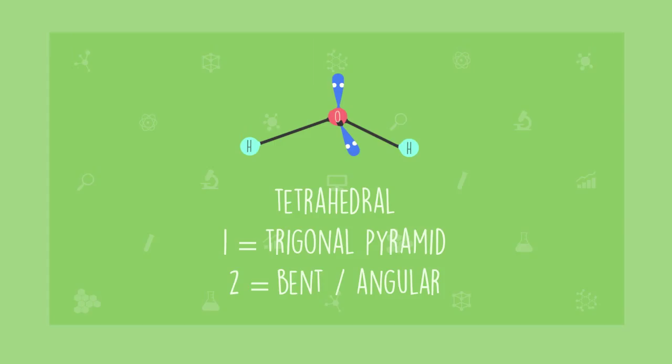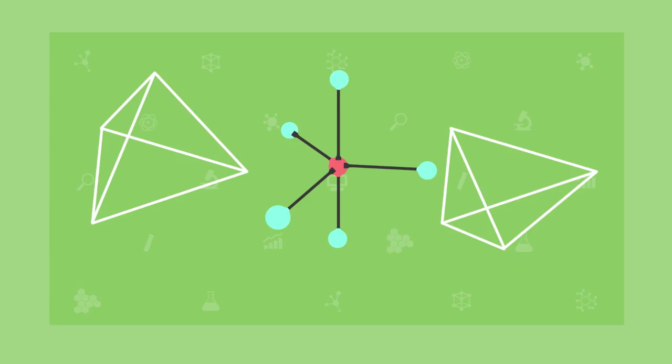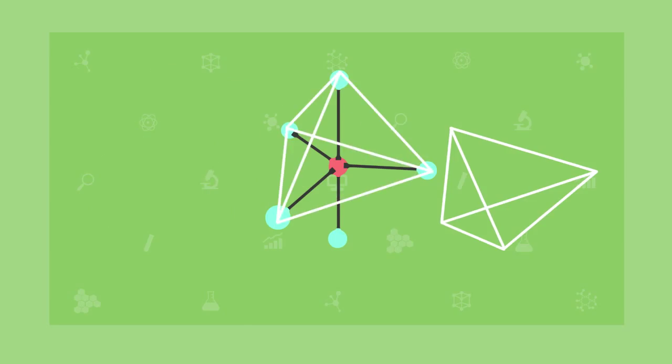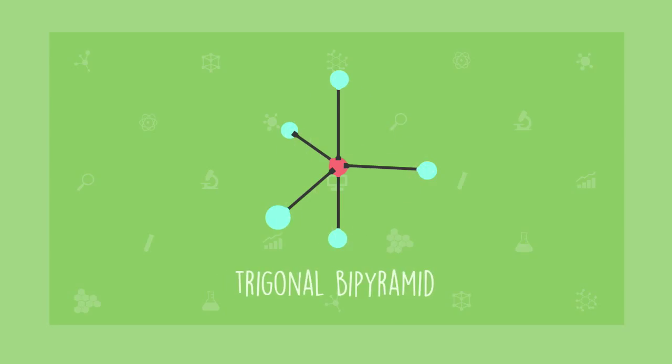Let's keep going and have a look at a molecule with 5 things hanging off a central atom. Here's our central atom. 1 atom goes up, 1 goes down, and then from the middle, 3 atoms spread out like this. If we imagine that each of the outer atoms is the corner of a shape, that gives us a pyramid above and a pyramid below the central atom. So the name of this shape is trigonal because it forms triangles, bipyramid, bi meaning 2.